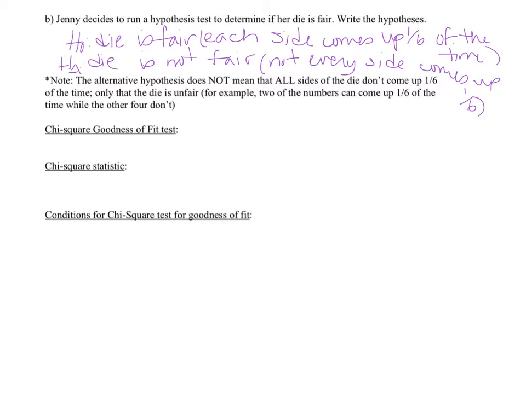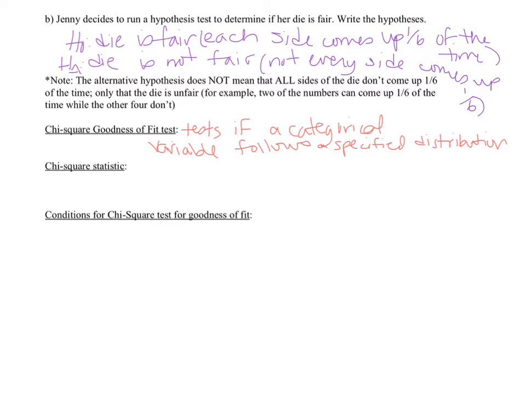Okay, so this note down here is really important that you understand what's going on here. It doesn't mean that not all sides of the die come up 1/6. Only that it's not perfect. So, for example, you might have 1 and 6 coming up either a lot more or a lot less than 1/6 of the time, but 2 through 5 all coming up 1/6. The alternative would still be true in that case. So just be careful that you understand that.